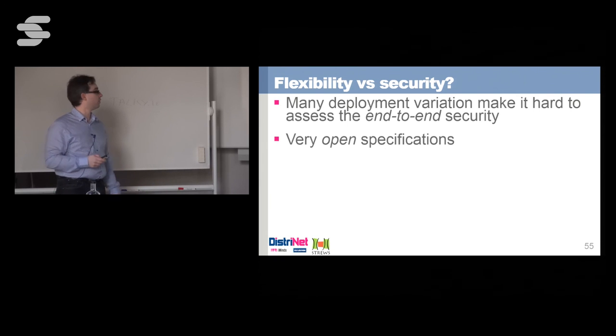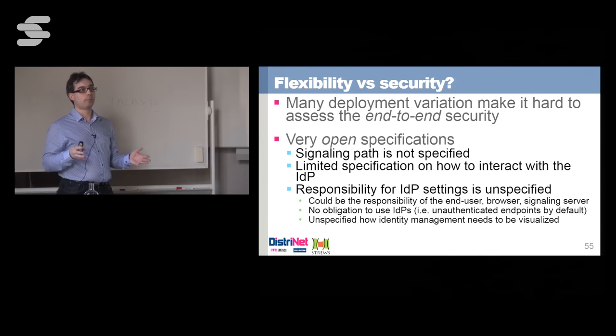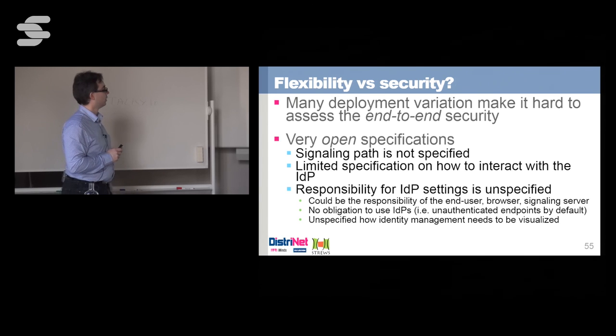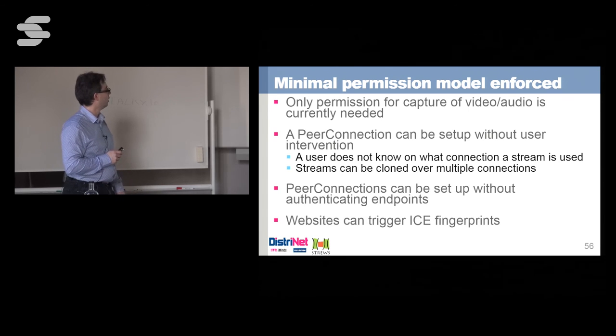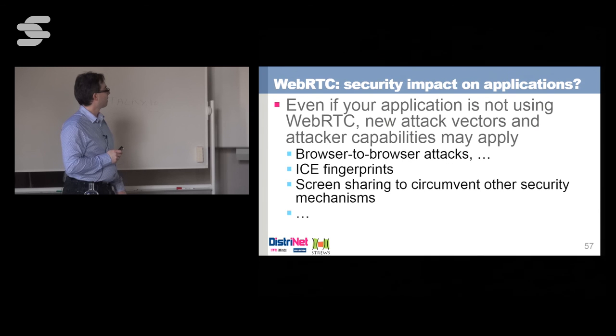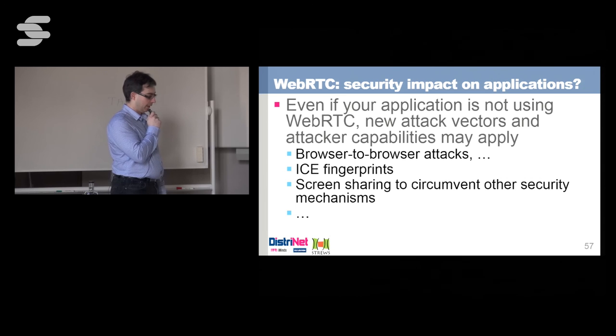Some of the specifications are very open: the signaling path, the IDPs, which I think we already discussed before. This might also cause problems because it is underspecified, or the responsibilities are not clear for the website, what it has to do, or what the browser has to do. The permission model, we already discussed what the problems are with it.